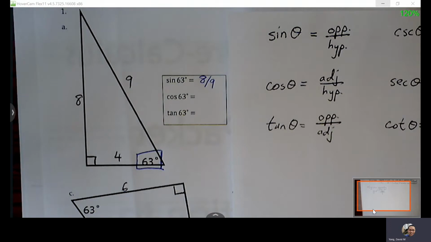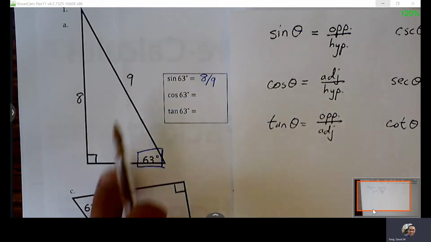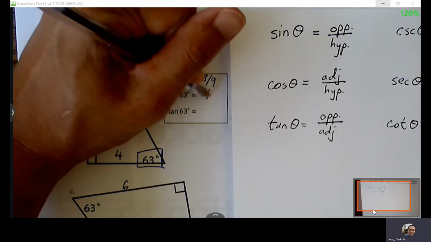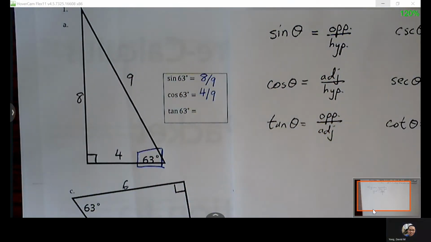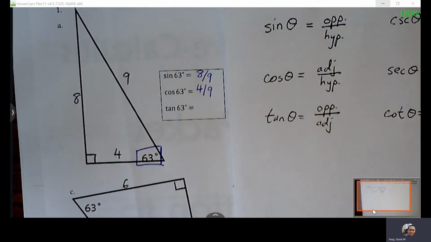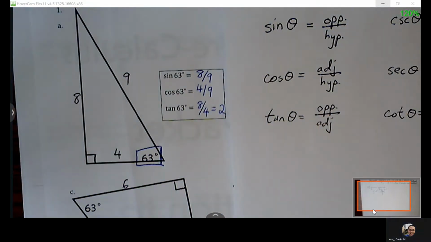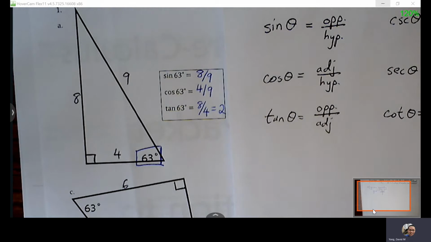Okay, cosine of 63 degrees. Cosine is adjacent over hypotenuse. So here's my angle. Adjacent is 4. Hypotenuse is 9. So 4 over 9. And finally, tangent is opposite over adjacent. So 8 over 4, we can reduce that to just be 2. Okay, questions so far? We'll explore the other 3 trig functions a little bit later. Right now, we're just doing sine, cosine, tangent.